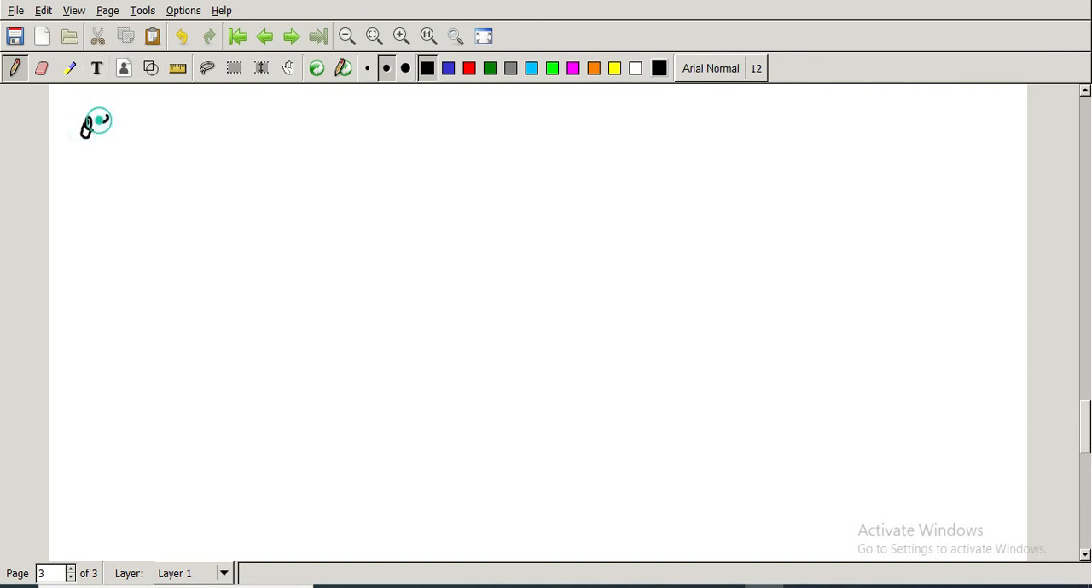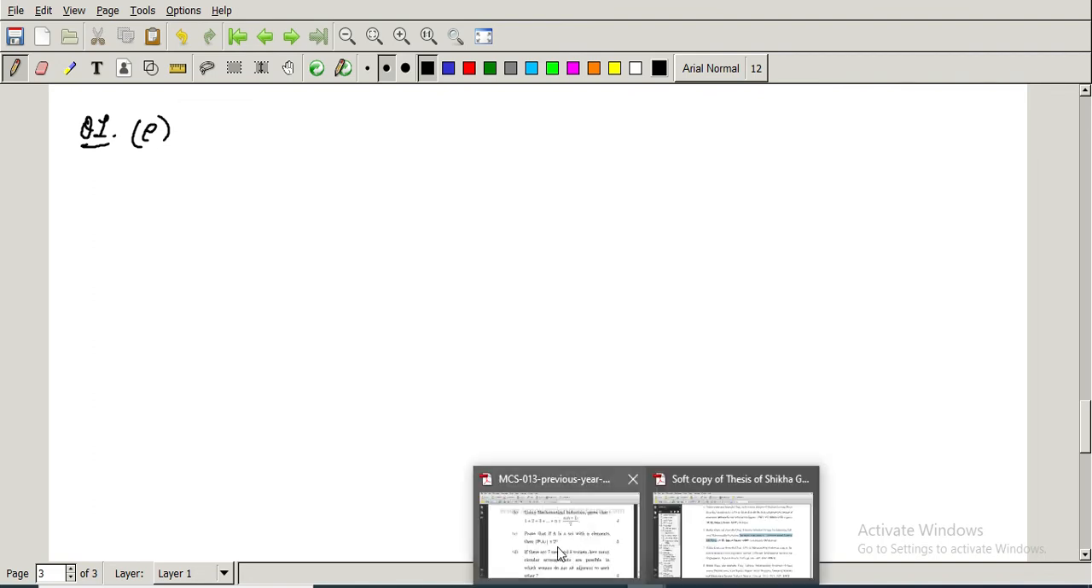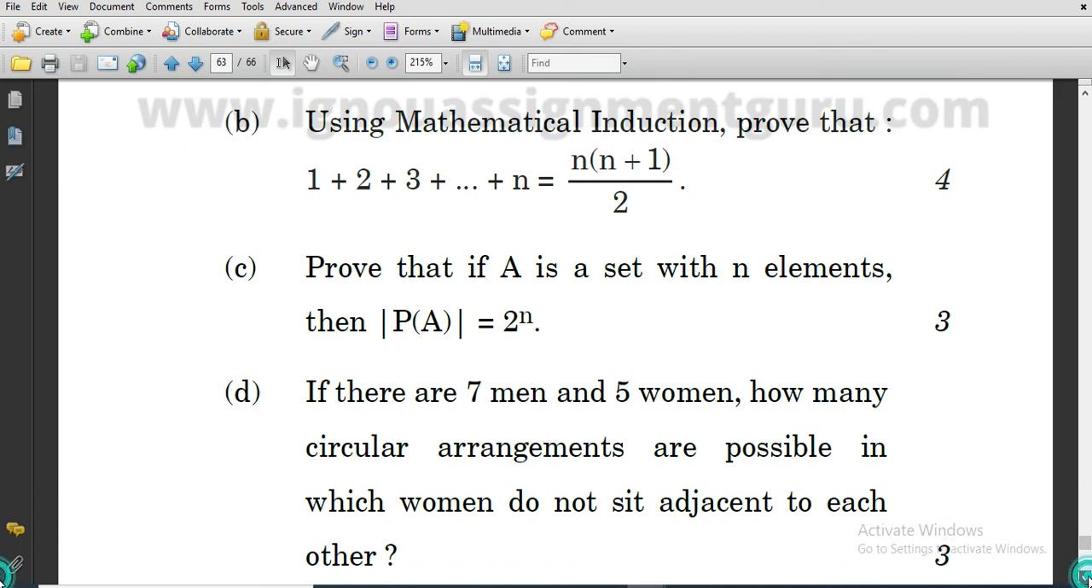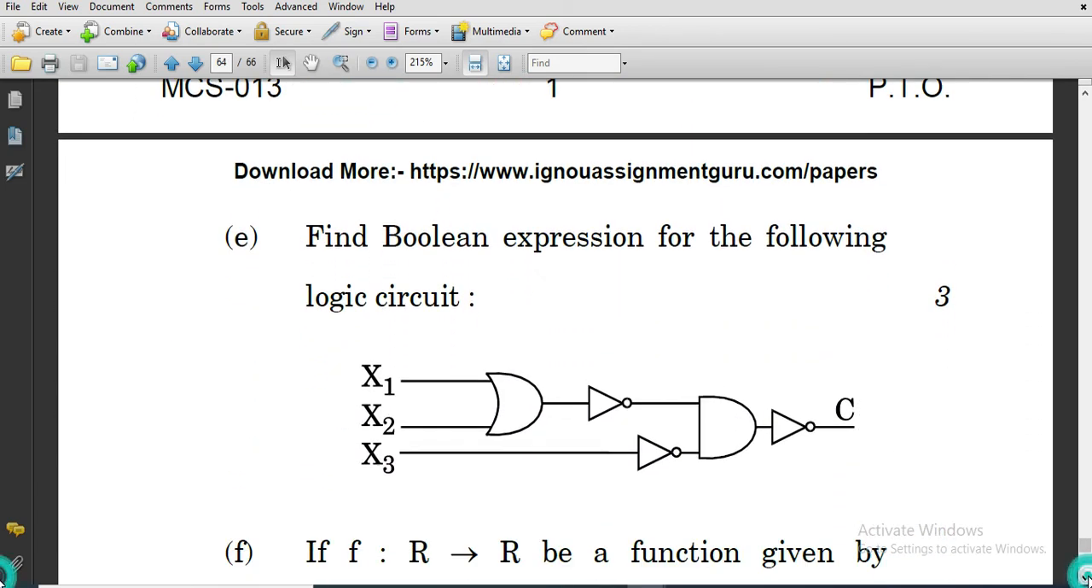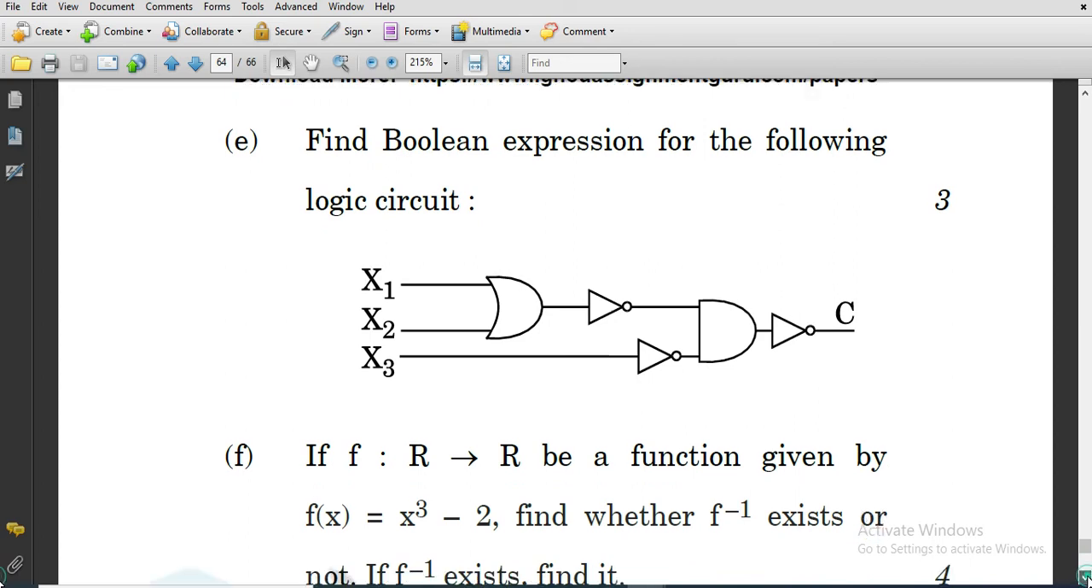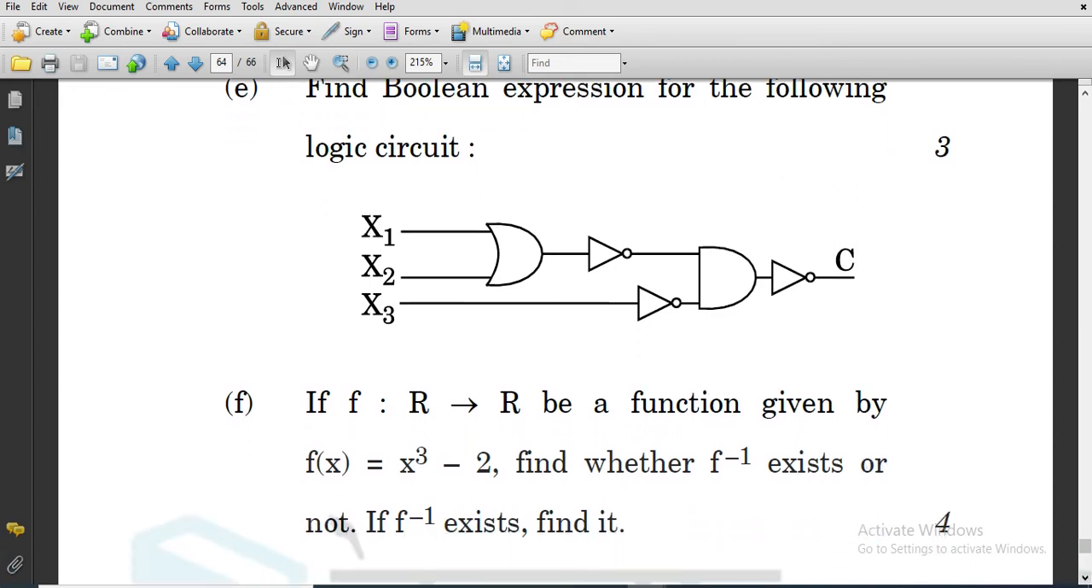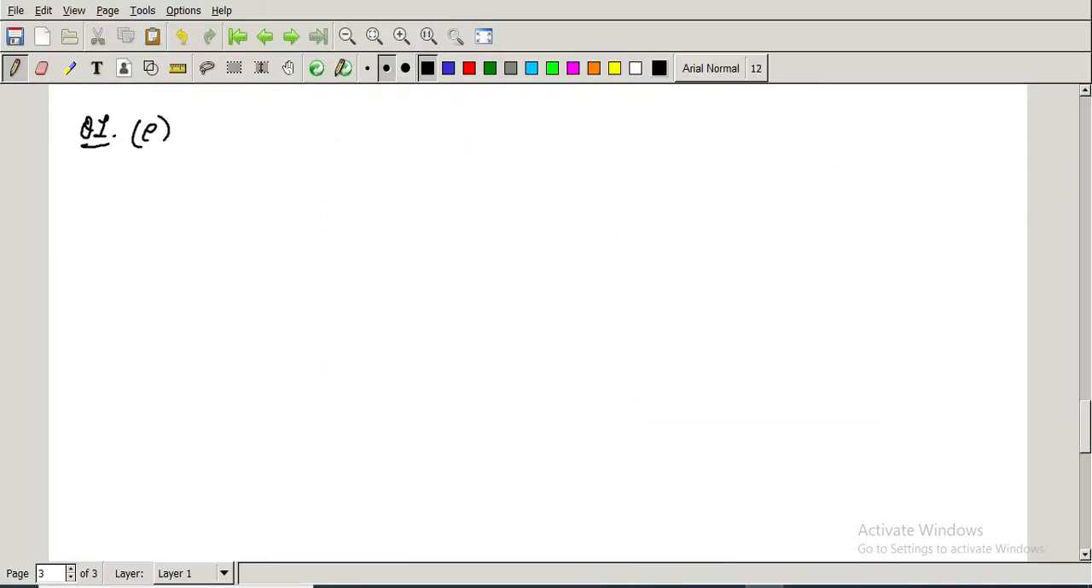This is your question number 1, and this is your E part, in which they have asked about this. Let me see what the question is. The question is about Boolean expressions, and then the f inverse if it exists. Let's see what they have asked and how. We have already discussed this question, but I'm solving it again for you.